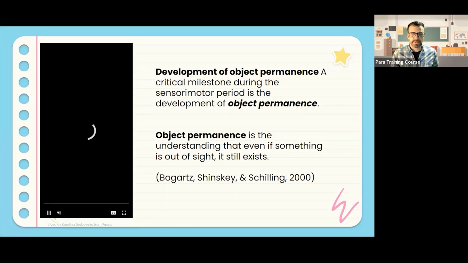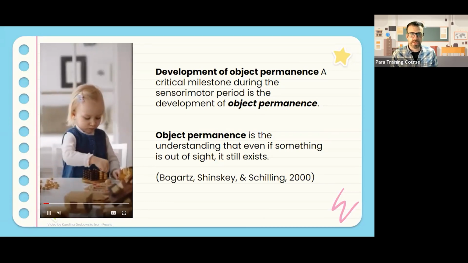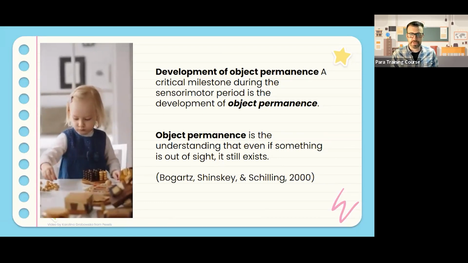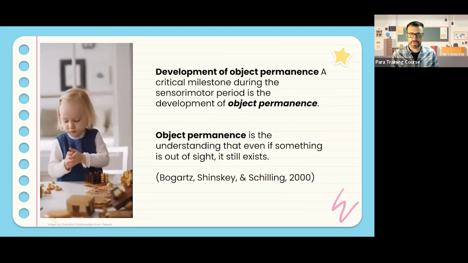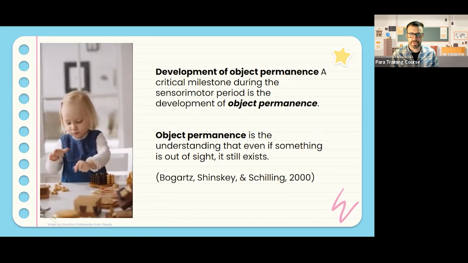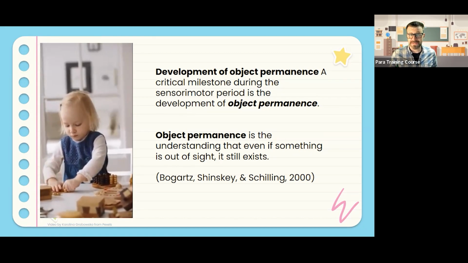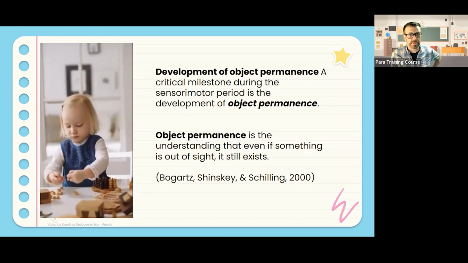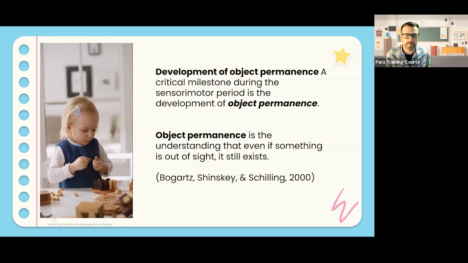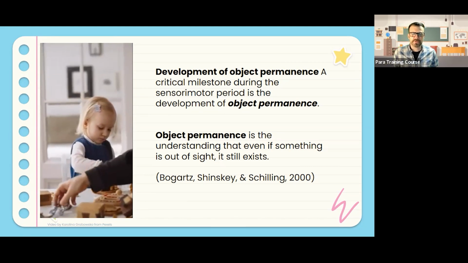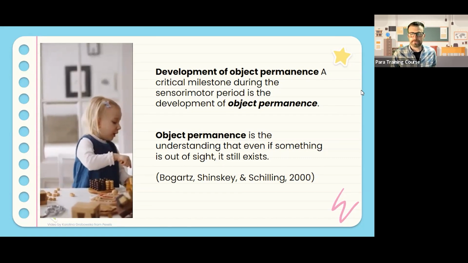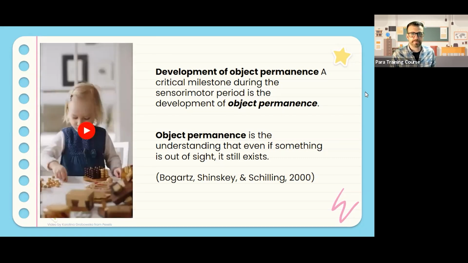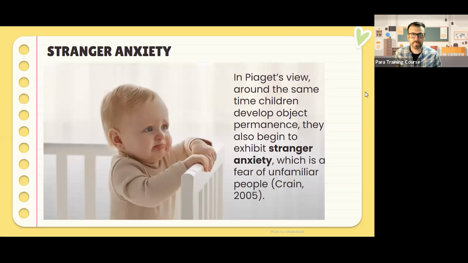And what I was just talking about is referred to as object permanence. This is a critical milestone during the sensory motor period. It's when we are able to conceive of things, again, that are not in our direct line of sight as still existing. Object permanence is the understanding that even if something's out of sight, it still exists. We all have to develop this in order to develop representational thought.